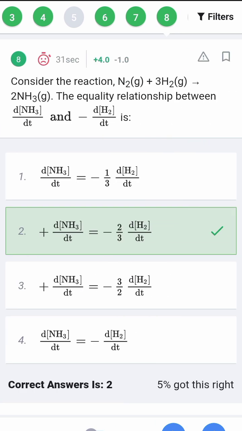Eighth number, consider the reaction. Yeah, this is a very easy question. If you solve that, yeah, it's very easy.